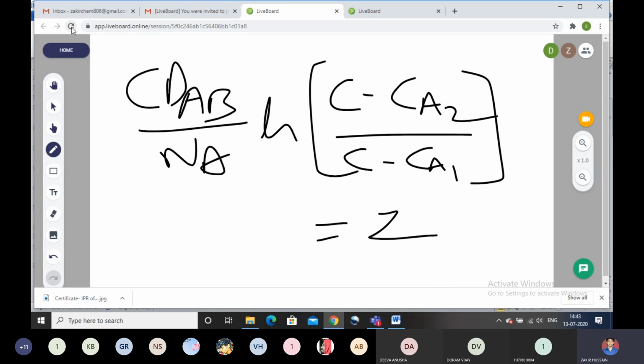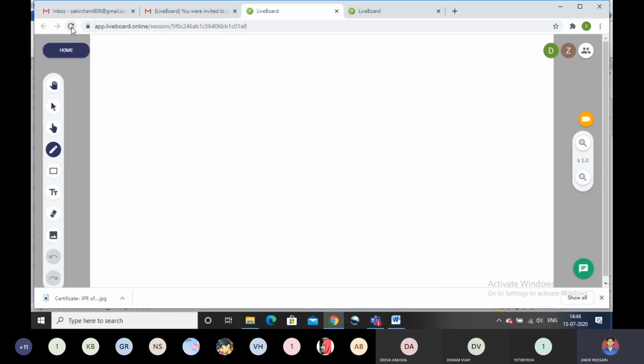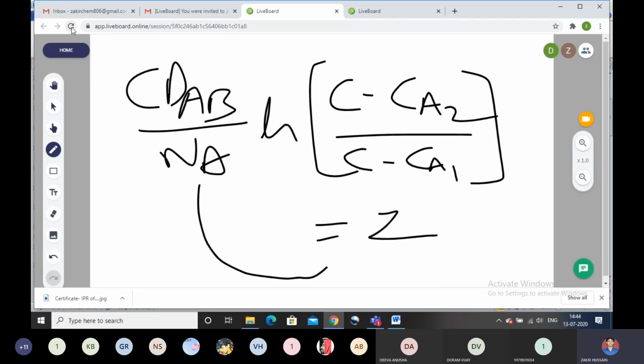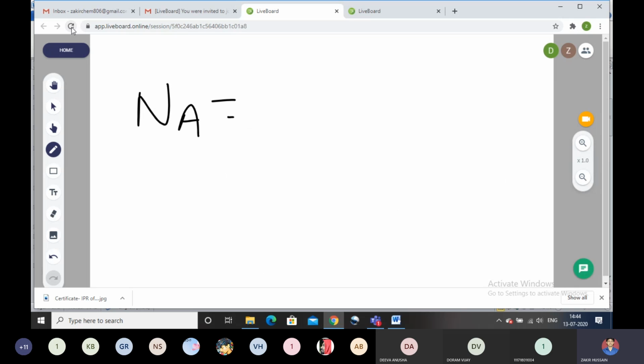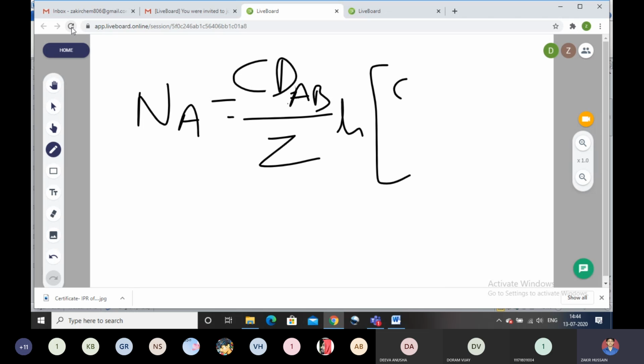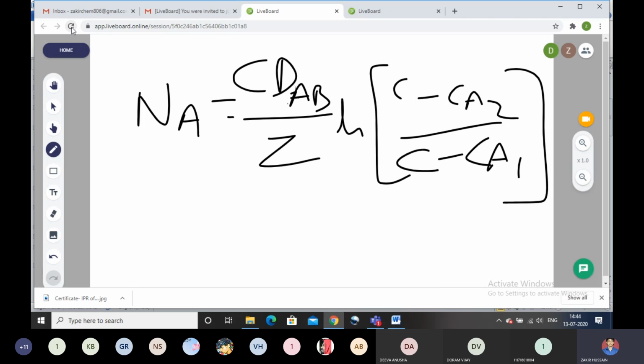We can define what is Na. Then every term we need to transfer. So NaC, we just have to take this Na to the RHS side and every other term to the LHS side. So Na is equal to C DAB by Z ln C minus Ca2 by C minus Ca1. This is a very important derivation.